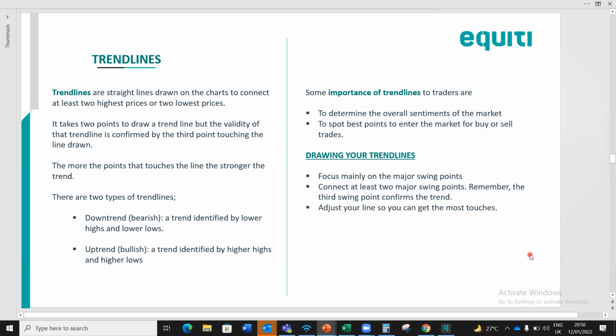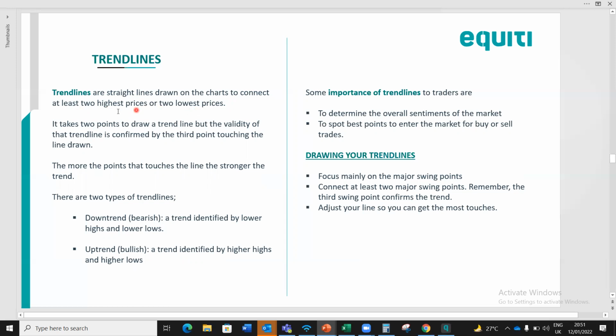All right. So let's quickly look at the next important thing on our course outline, which is trend lines. Now we're getting deeper, it's getting more exciting, more interesting. I still need you to keep jotting down. Trend lines are straight lines drawn on the chart to connect at least two highest prices or two lowest prices.